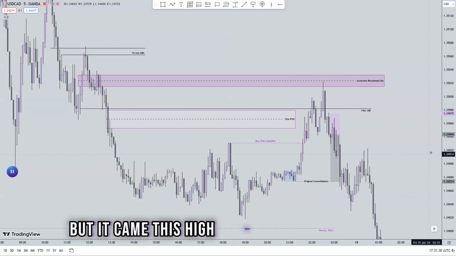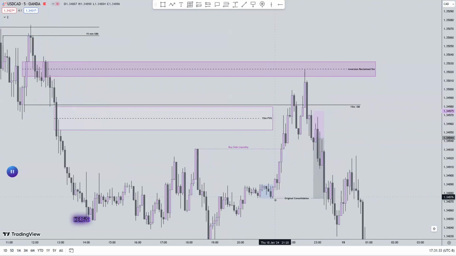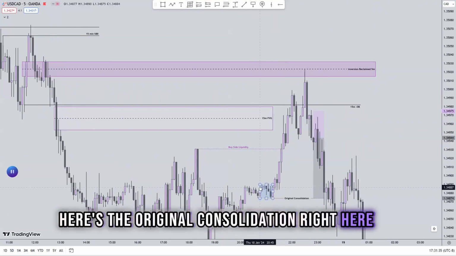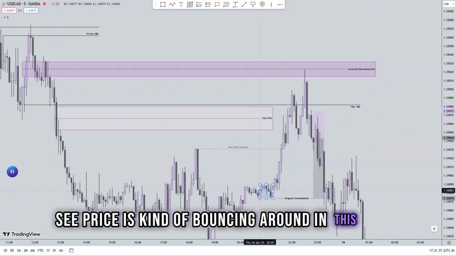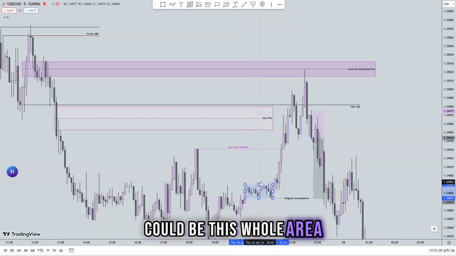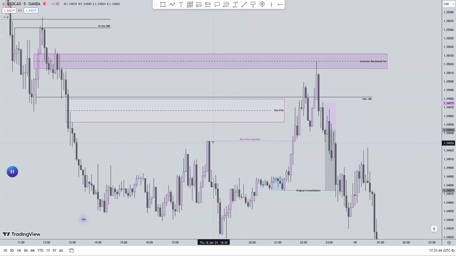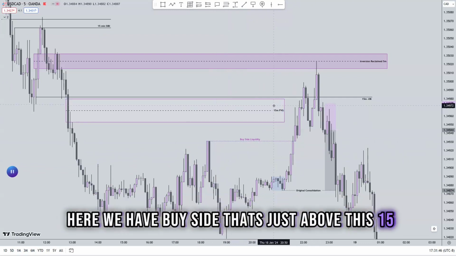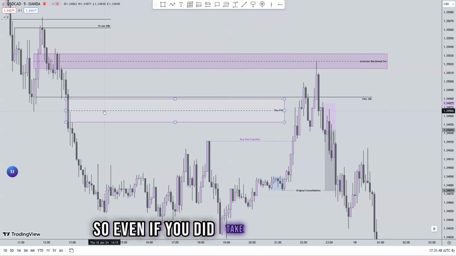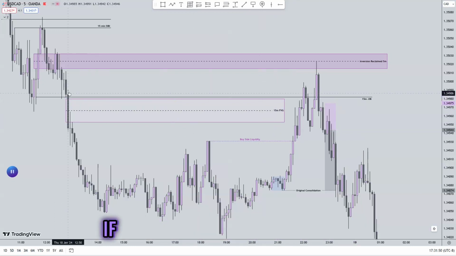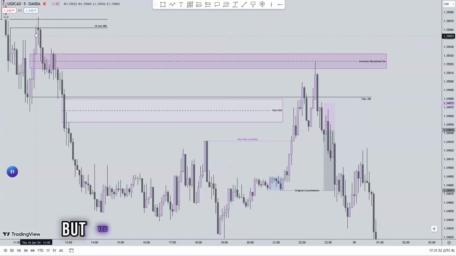But it came this high because you can see here's the original consolidation, right? Here you can see price is kind of bouncing around in this little area. Could be this whole area. And you can see here we have buy side that's just above this 15-minute fair value gap. So even if you did take a sell from here, you could have took a loss if you put your stop loss above here, but you should have kept this in mind right here, this 15-minute order block.